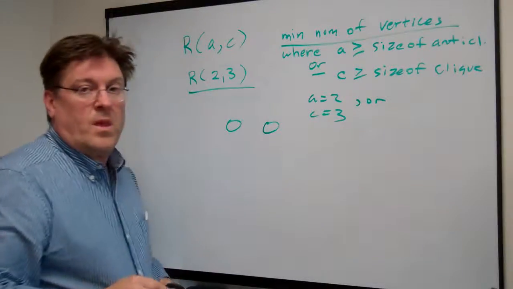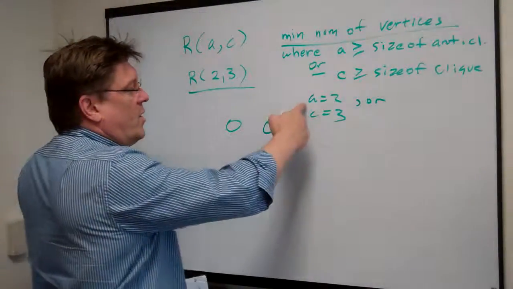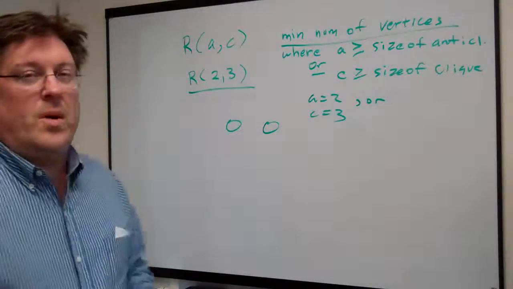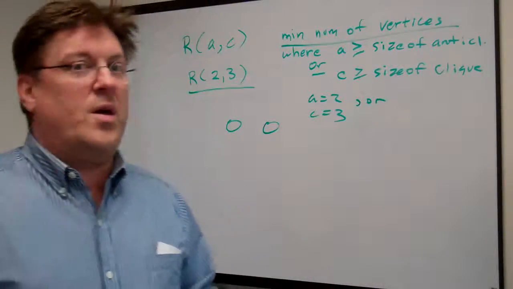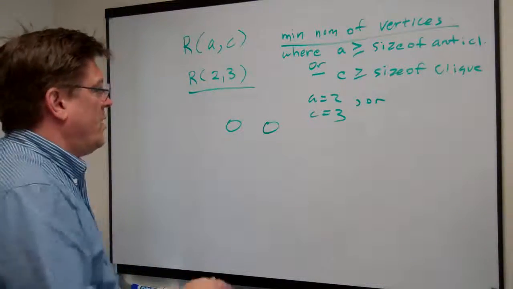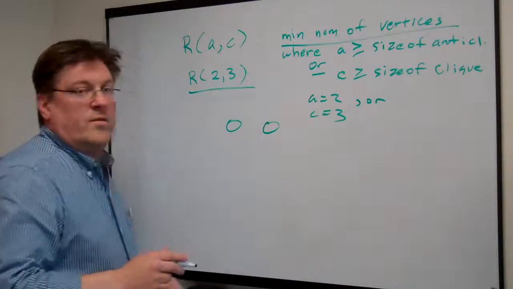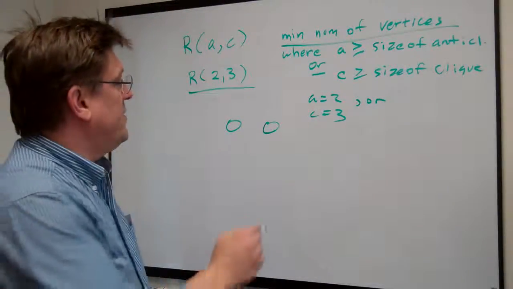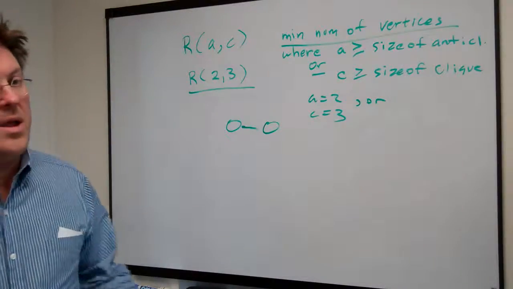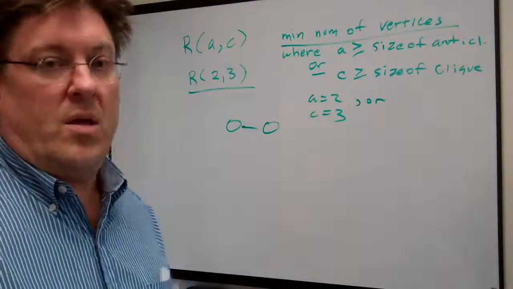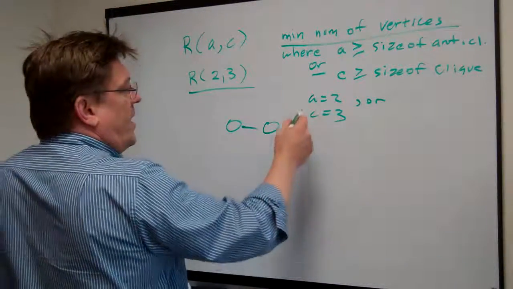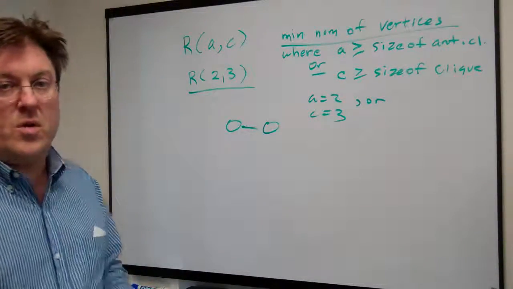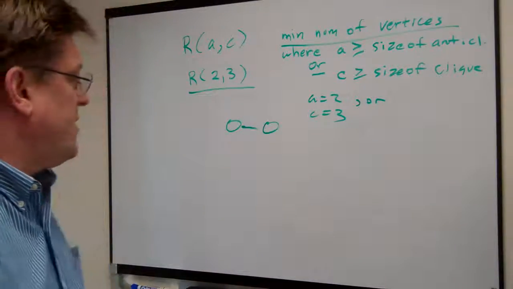2 still can't do it. We can make an anti-clique of 2, but we can't guarantee one or the other. And this is where it comes in. So this here is an anti-clique of 2. That's true. But we can't guarantee it, because we could have a connection, and now it's no longer guaranteed. So this one has an anti-clique of 1 and a clique of 2. Still doesn't satisfy the situation.